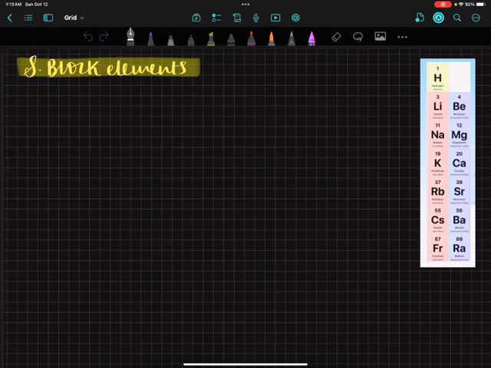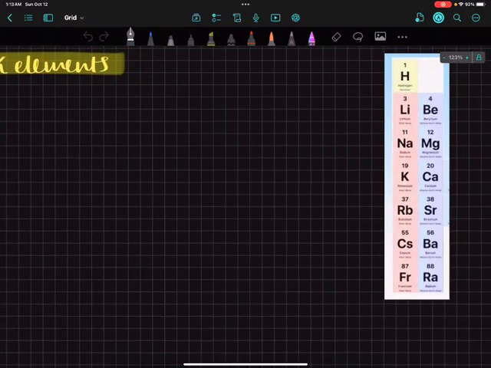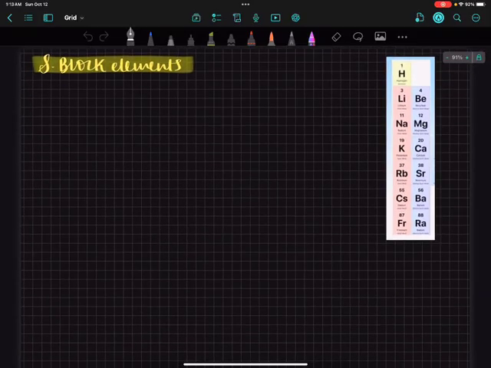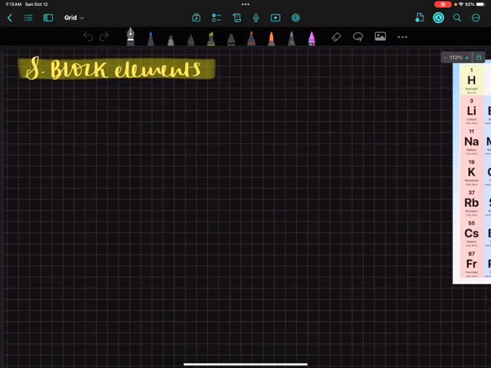Since we have studied the periodic table, we know the S block consists of the elements in the upper leftmost part of the periodic table. As we have seen here, it is hydrogen, lithium, sodium, potassium, rubidium, cesium, and francium, and beryllium, magnesium, calcium, strontium, and barium. So let's learn some basic things about the S block elements.